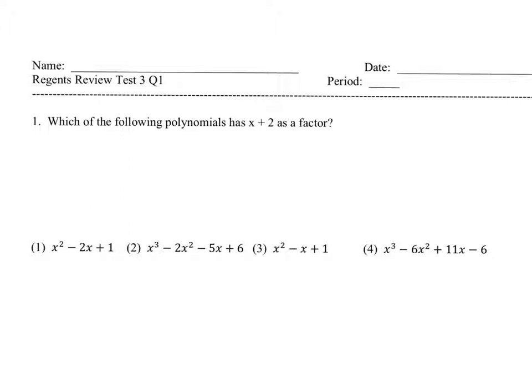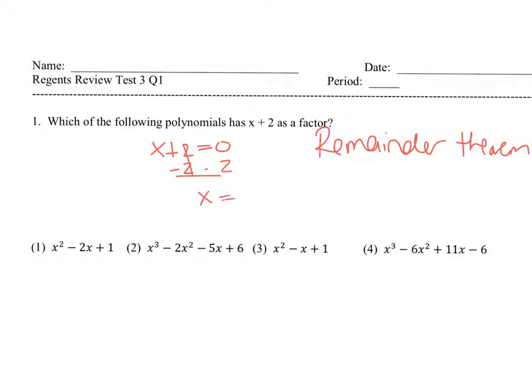What you're going to use here is the remainder theorem, because this is a multiple choice problem, so it's going to be pretty easy if you use the remainder theorem. If you remember, what you do is you set this equal to 0 and you get your x value. So x equals -2. And what you will do is plug in -2 into all of these choices and see which choice gets you 0.